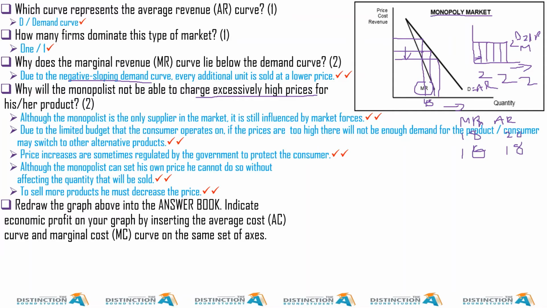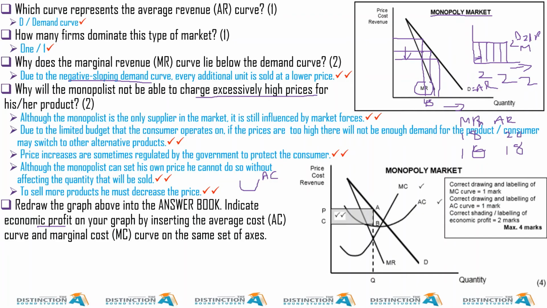Now redraw the graph above into your answer book. Indicate economic profit. All right, so if it's economic profit, I've drawn so many things here, but it's fine, you'll see the answer just now. They want economic profit, so make sure your AC is less than your AR. Okay, so it will be an easy one. Remember here they just say D, and I also wrote it here, né? D is equal to AR.